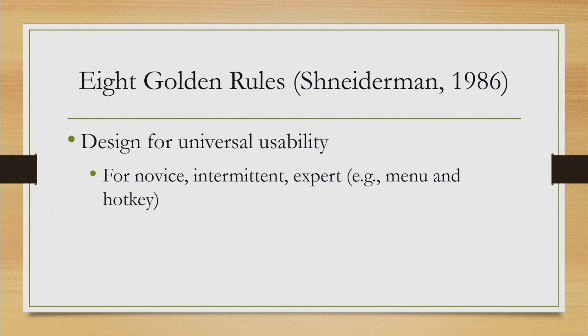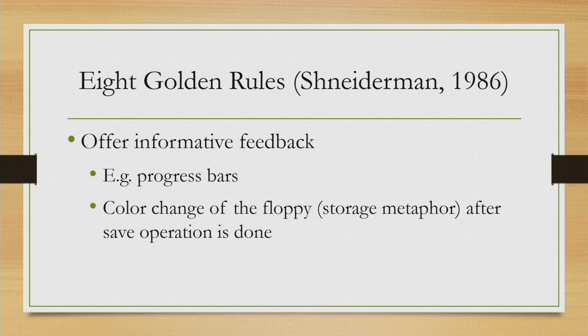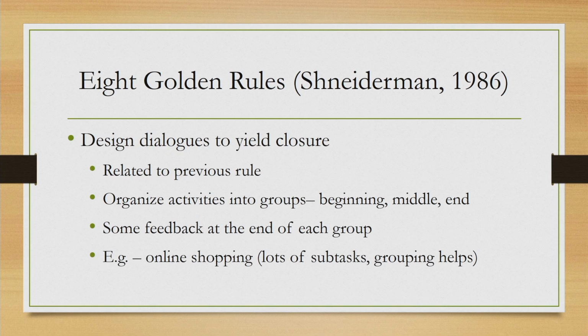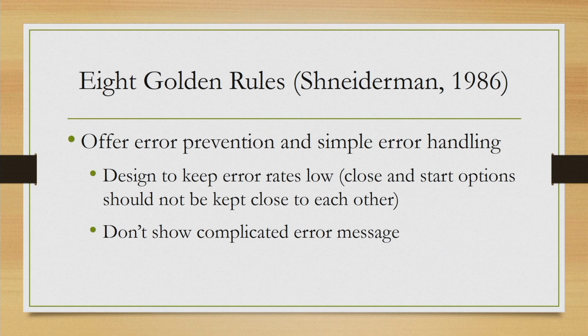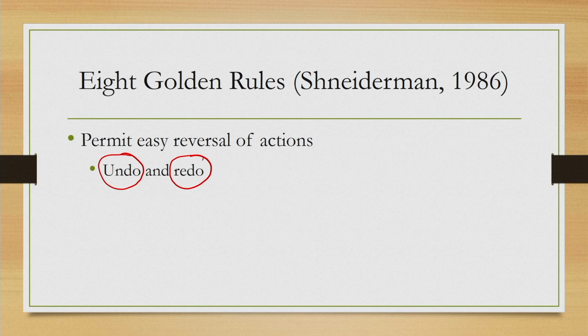First is strive for consistency. This is rule number 1. Second is design for universal usability, rule number 2. Third is offer informative feedback, rule number 3. Fourth is design dialogues to yield closure, rule number 4. The fifth rule is related to error prevention and error handling. So, offer error prevention and simple error handling facilities in your design. Rule number 6 is permit easy reversal of actions, related to undo and redo facilities.